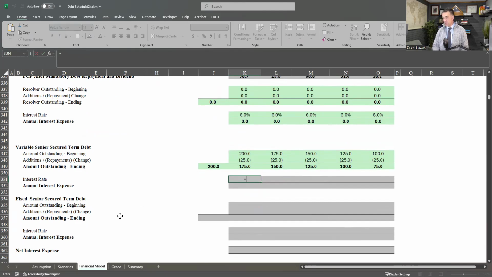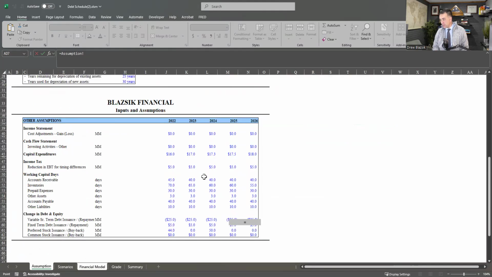And now I want to find out the cost of our debt. Again, this is very repetitive, what we've done with the others. I'm going to do the interest rate. The interest rate, we have to find out, what are we paying on the variable debt?